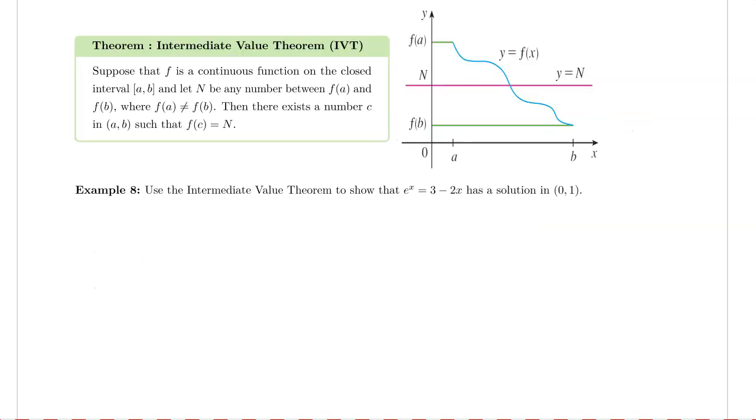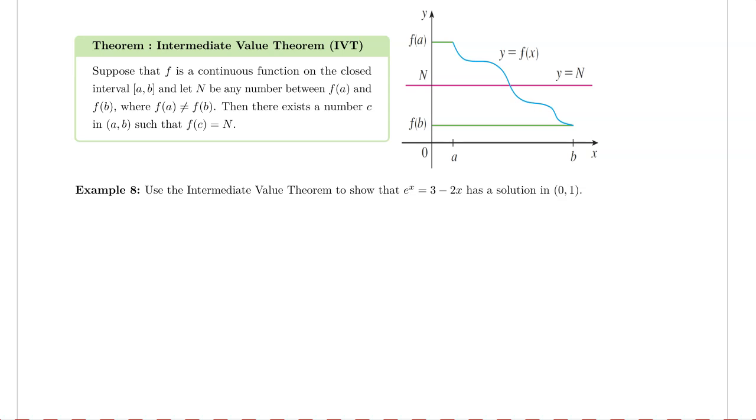The intermediate value theorem is sometimes abbreviated to IVT. It says, suppose that f is a continuous function on the closed interval from a to b, and let capital N be any number between f of a and f of b, where f of a is not equal to f of b. Then there exists a number c in the open interval from a to b such that f of c is equal to capital N.